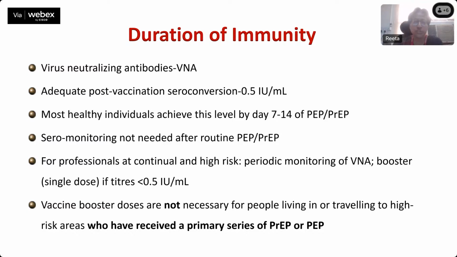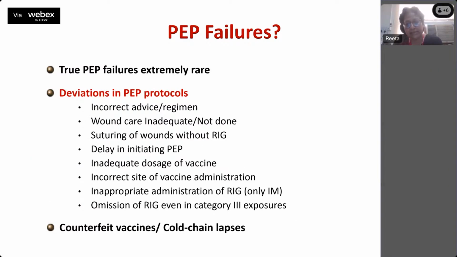So, vaccine booster doses are not necessary for people traveling to endemic regions or children living in endemic areas. Only such people will require a booster if they have an exposure in future anytime, in which case they need to be given just 2 boosters on day 0 and 3. Next slide, please. So this is my last slide.